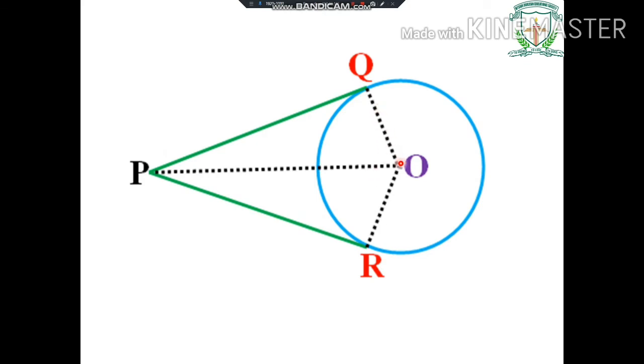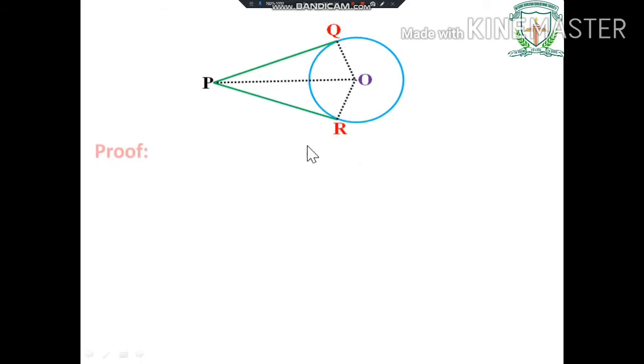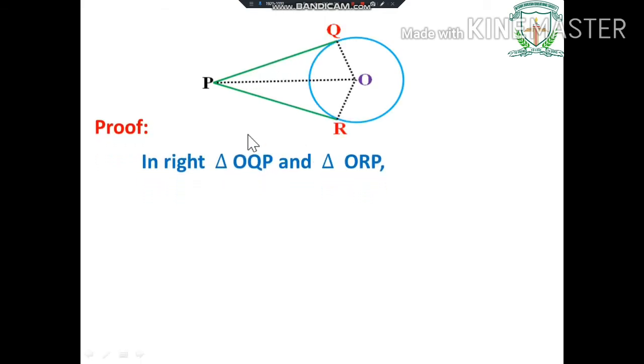Here is the figure, children. You have joined them; do all these constructions with a dotted line. What is the next step? Next step is you have to prove. Dear children, there are two triangles. Prove these two triangles are congruent. You have learned all the postulates. You can use the postulates to prove these two triangles are congruent.